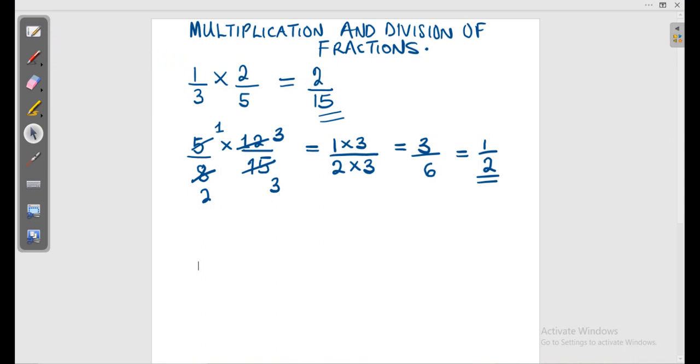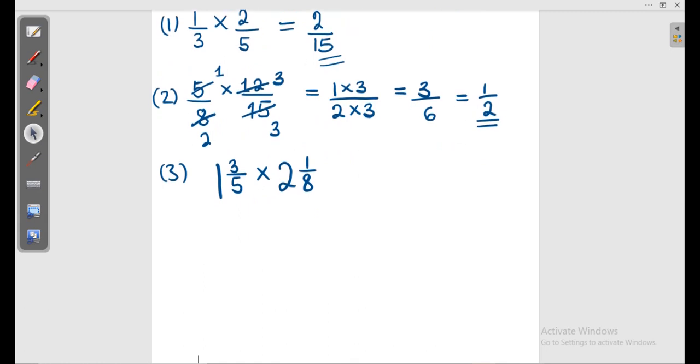I'll take another question, but this time around it will be mixed. So let's look at this mixed number, 1 and 3 over 5 times 2 and 1 over 8. The first thing you do is to convert the mixed number to an improper fraction. Now, one whole number, 3 over 5, will give us what? 8 over 5. If you still remember that, 5 times 1 is 5. 5 plus 3 will give you 8. Then 8 times 2 is 16. 16 plus 1 is 17.